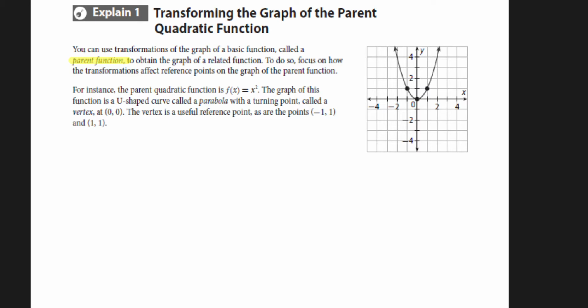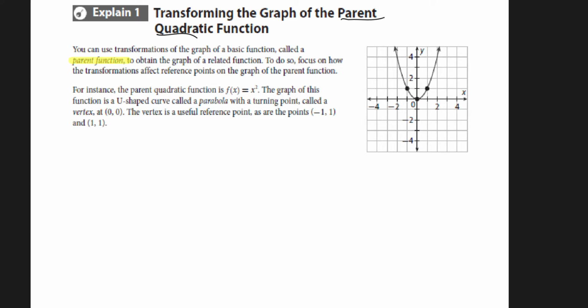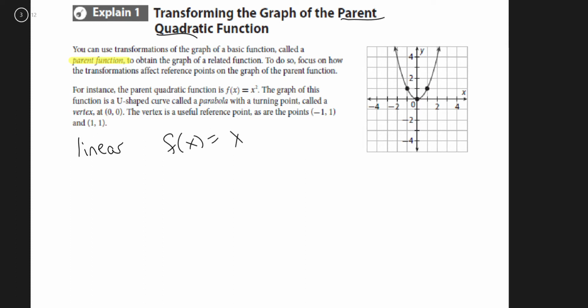All right, so the main things I want to talk about here when we talk about transforming these graphs is, specifically, before we go into those different pieces, talking about the parent functions. So the three parent functions we've been dealing with have been linear functions. That would be something like f of x equals x, the most basic parent function. It's a line with a slope of 1 crossing at 0, 0. So that's the most basic linear function we have.